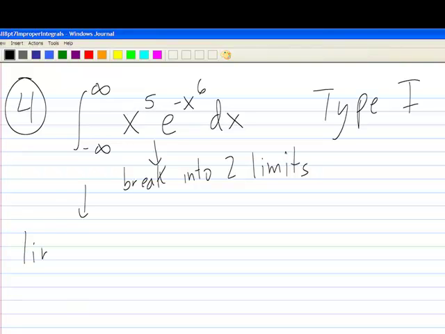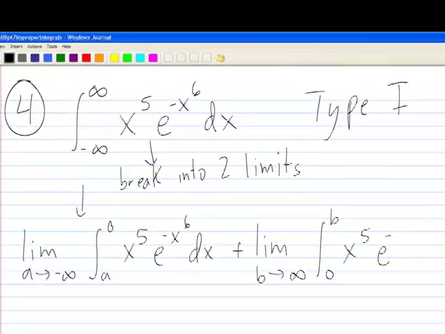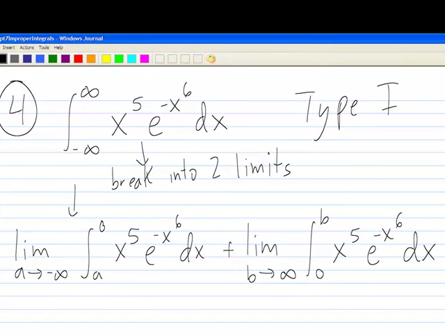First limit's going to look like the limit as a goes to negative infinity, integral from a to 0 of the function x to the 5th e to the negative x to the 6th dx, plus the other limit is going to include positive infinity as b goes to positive infinity, the integral from 0 to b x to the 5th e to the negative x to the 6th dx. And now it's just looking at these two limits of integrals and being able to integrate and then evaluate the bounds.